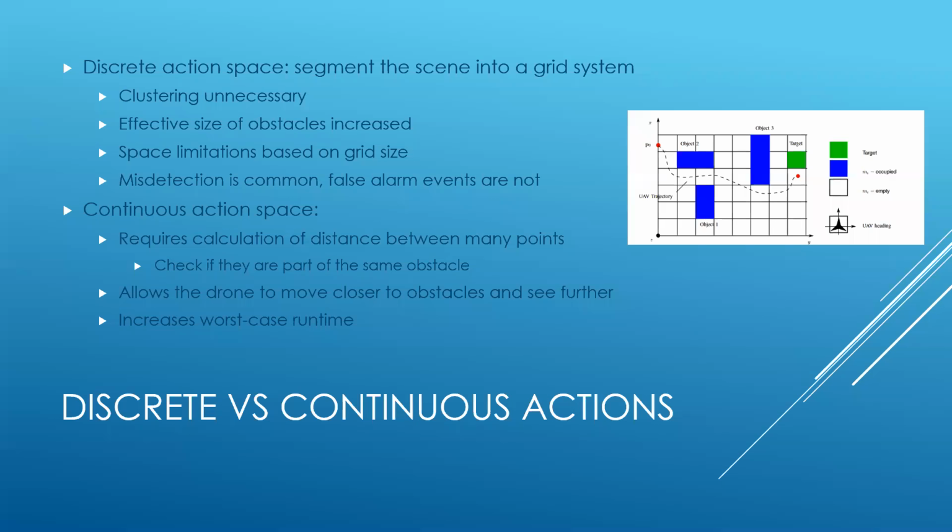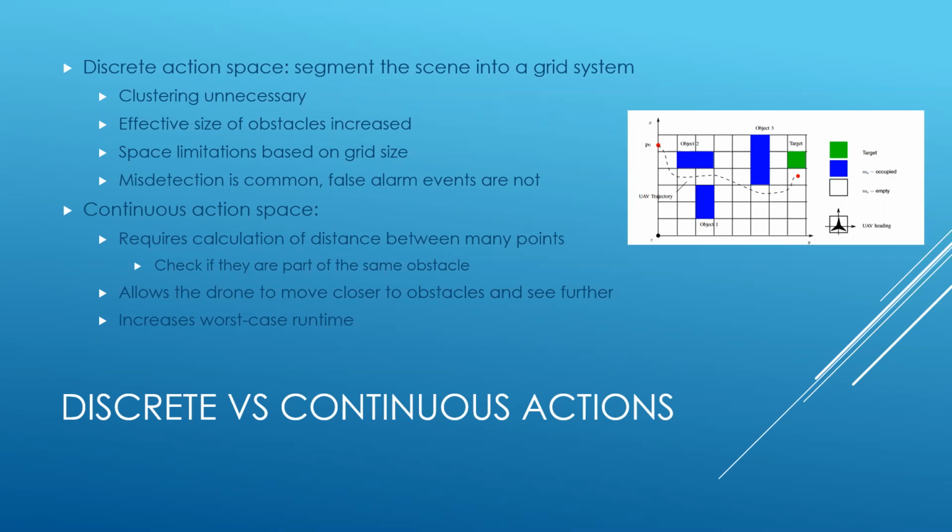One approach being utilized to calculate paths is separating the process into discrete actions, which involves segmenting the scene into a grid system. Rather than using clustering to calculate where an object exists, one can simply try to avoid any grid space containing any obstacle data point. While this may simplify the process, there are also problems associated with it, such as increasing the effective size of obstacles and enforcing space limitations on the algorithm based on the maximum grid size.